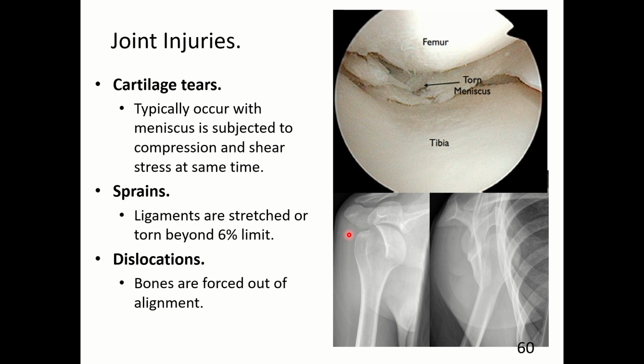And a dislocation is when the bones are forced out of alignment. Here is a shoulder dislocation. So you pop them back into place, but what happens when you've dislocated a joint like that is it has stretched the ligaments and tendons in there. And so then you're more at risk for dislocations.